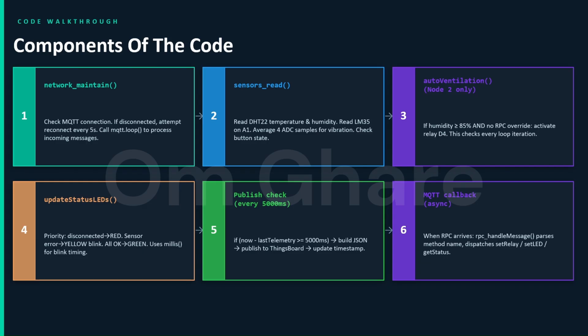The telemetry is sent every 500 milliseconds. The timing is handled using the millis function, not blocking delay. That keeps the node responsive. This is important because if delay was used excessively, network communication would suffer. And this is another important embedded concept I learned in this internship.